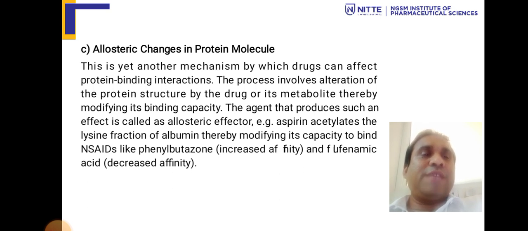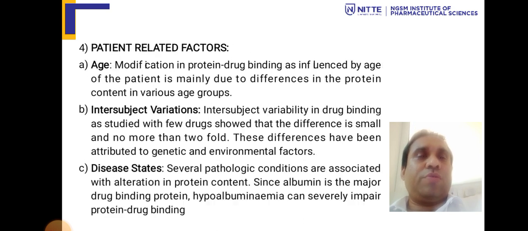Aspirin acetylates the lysine fraction of albumin, thereby modifying its capacity to bind NSAIDs. Phenylbutazone binding increases in affinity, while flufenamic acid decreases the affinity. So this is how the binding capacity for NSAIDs is modified. These are all the changes which happen in allosteric changes within the protein molecule.